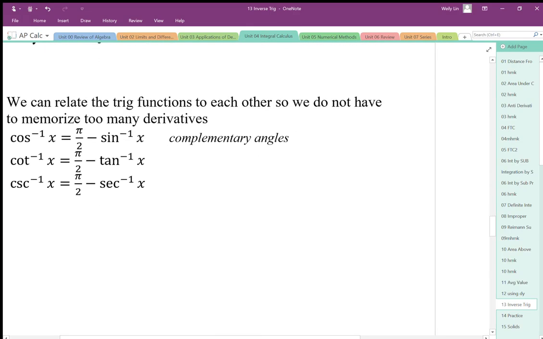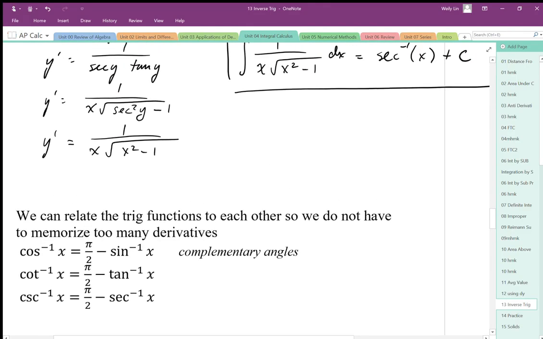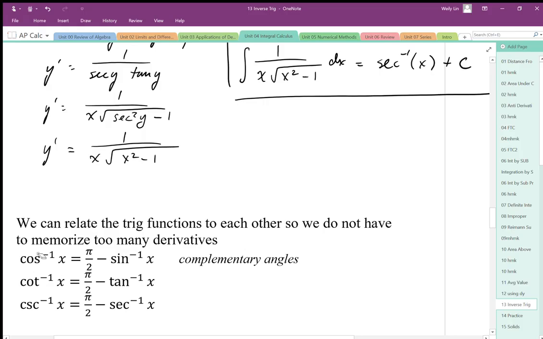So we don't need to actually know a whole bunch of different ones, okay? Because these ones are related. So if I know the inverse sine derivative, really I have the inverse cos. If I have the inverse tan derivative, I don't really need cotan. I can just use the negative of inverse tan. Same with the cosecant secant.